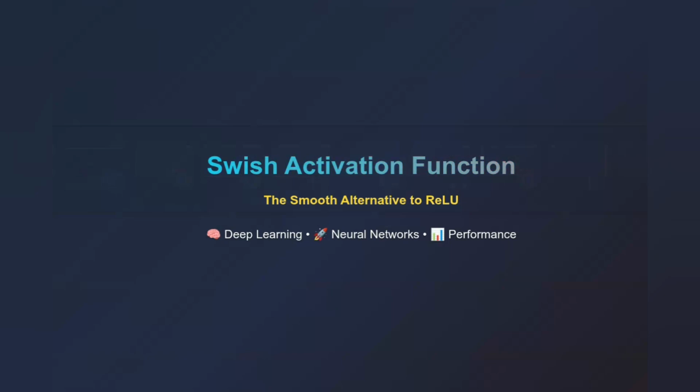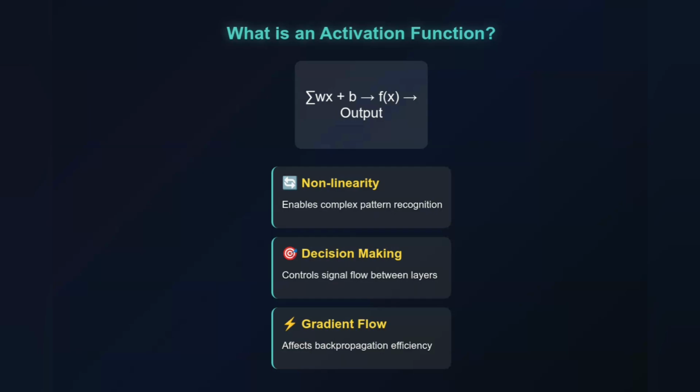So let's get started. Before we jump into Swish, let's quickly recap what activation functions do. Think of activation functions as the decision makers in neural networks. They take the weighted sum of inputs and decide how much of that signal should pass through to the next layer. Without activation functions, our neural networks would just be fancy linear regression models.